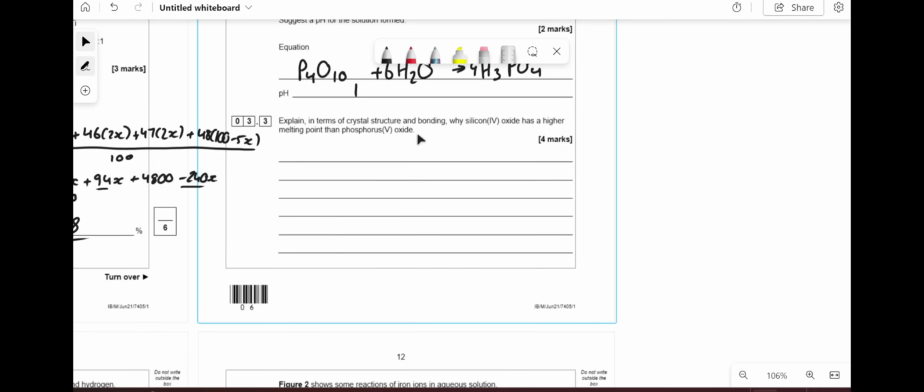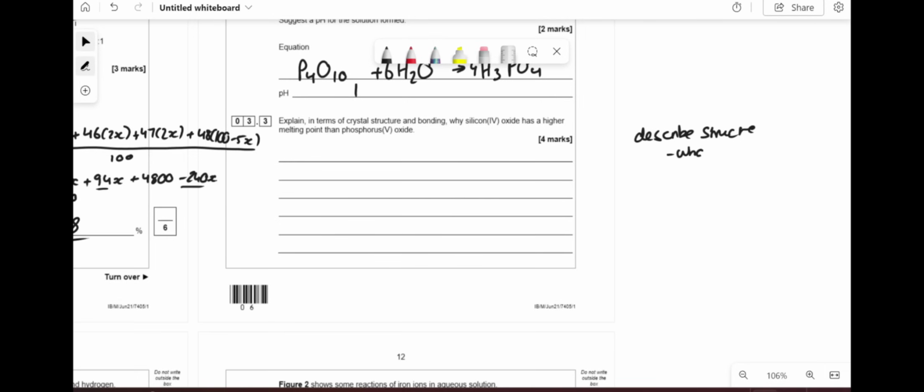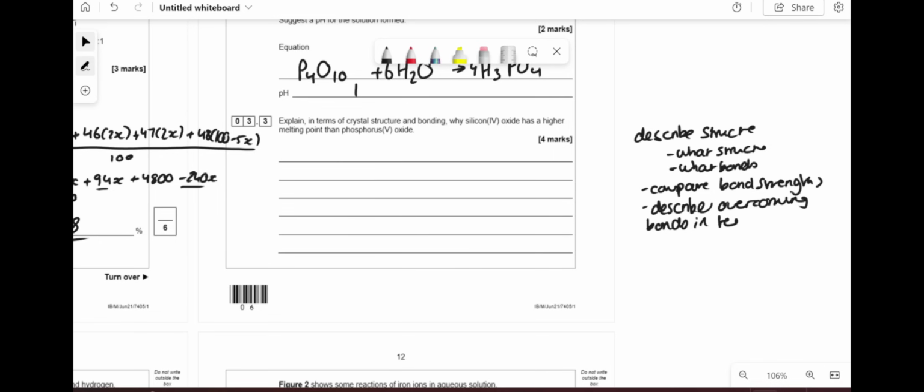So now it says explain in terms of crystal structure and bonding why silicon IV oxide has a higher melting point than phosphorus 5 oxide. Right. So whenever you're talking about anything like this, you need to describe the structure. So that means what structure it is, and also what bonds. And then you need to compare bond strengths. And then you need to describe the process of overcoming the energy. So describe overcoming bonds in terms of how much energy is used.